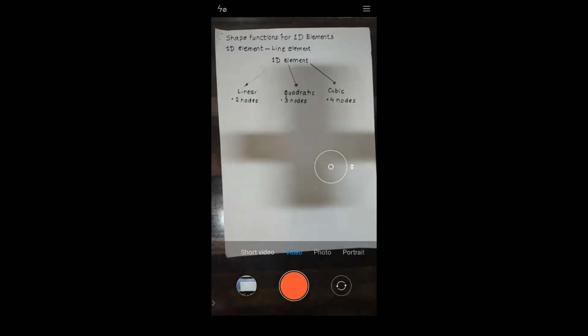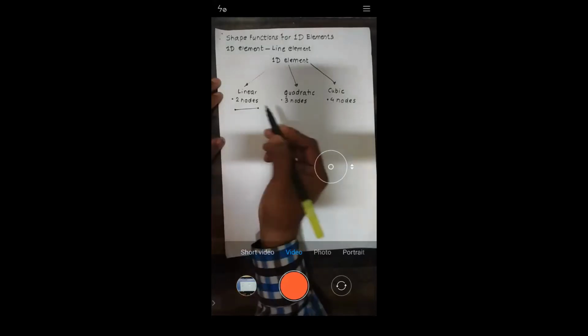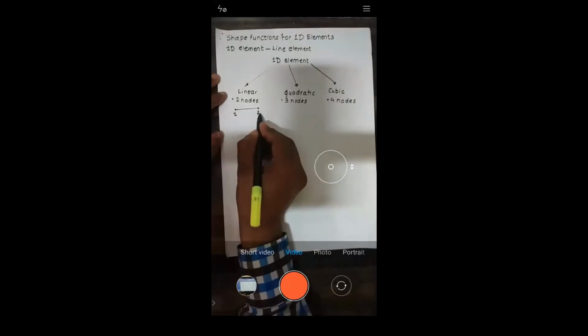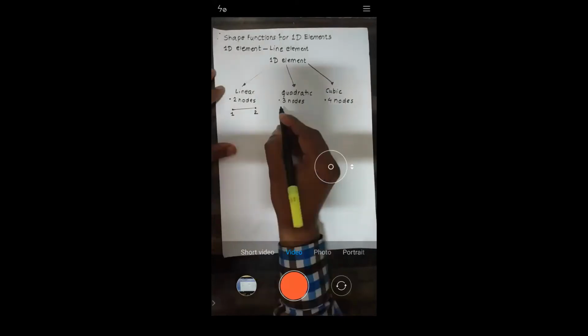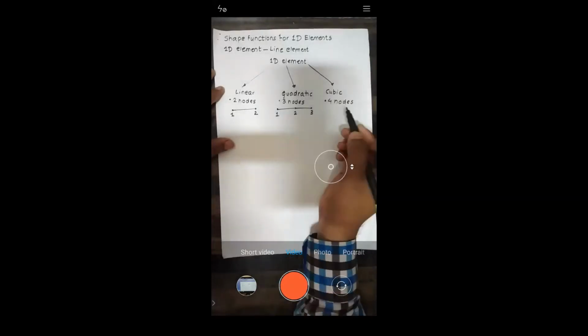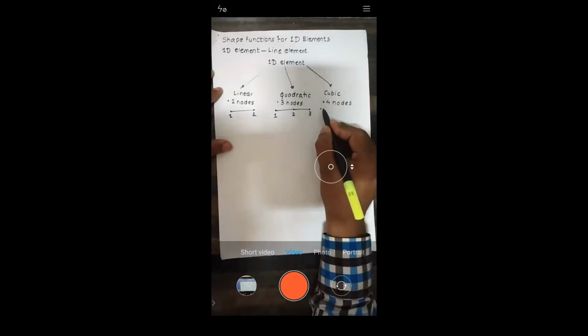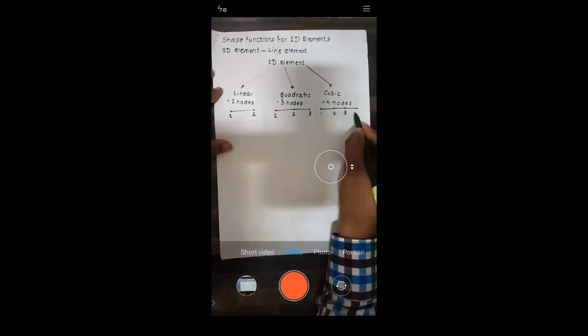So just consider this problem. This is the linear element which has two nodes. This one is a quadratic element because it has three nodes. And this is a cubic element, which has four nodes. So that is the difference between linear, quadratic, and cubic.